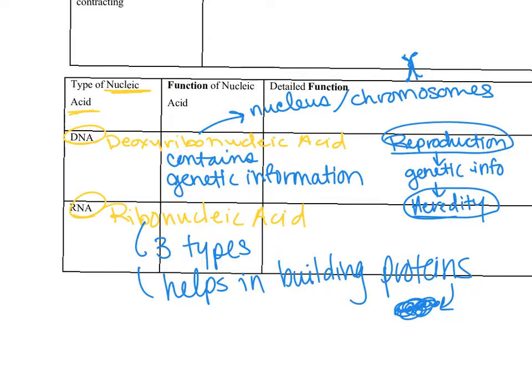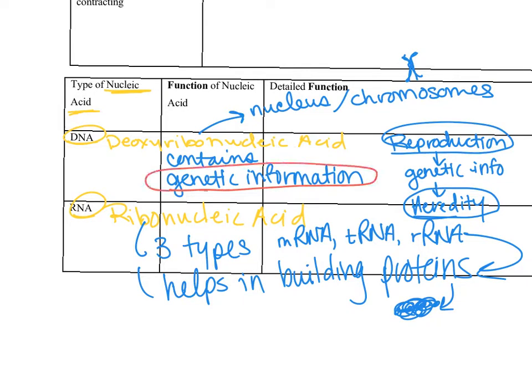Those 3 types being messenger RNA, transfer RNA, and ribosomal RNA all play a role in that final product of a protein. So if I were to say, what's the main function of DNA, I'm going to say genetic information. That's what it's got. Main function of RNA, building proteins.